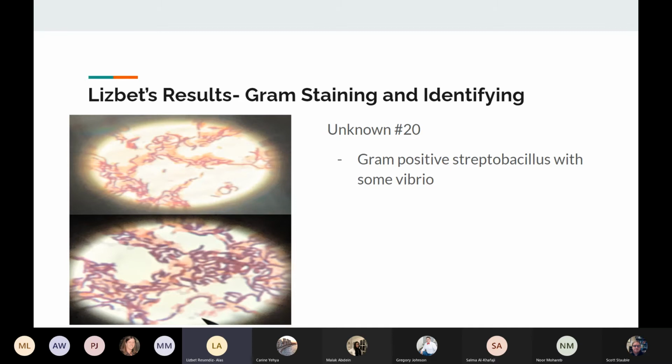It produced a gram-positive streptobacillus with some vibrio, meaning that some of the organisms were bent or curved shaped. Currently, further identifying tests still need to be performed, such as the polymerase chain reaction, or PCR, to further investigate the identity of the unknown organisms, since we did not have enough time. But if we did, that would be our next step to find the identity of these organisms.